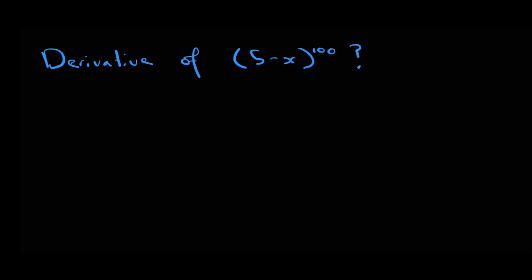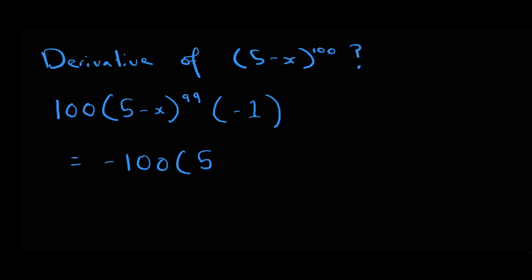Alright, so first, why don't we try differentiating 5 minus x to the power of 100 with respect to x using the chain rule. So the first thing you do is you differentiate the outer function, but keep the inner function the same. So we can just use the power rule to do that. We can take the 100 out the front, and then subtract 1 from the power of 5 minus x, so it becomes 99. And then we multiply by the derivative of 5 minus x, which is just negative 1. And so that means that it equals negative 100 times 5 minus x to the power of 99.